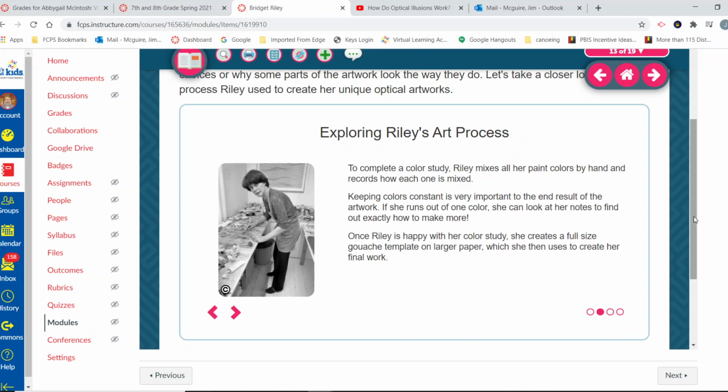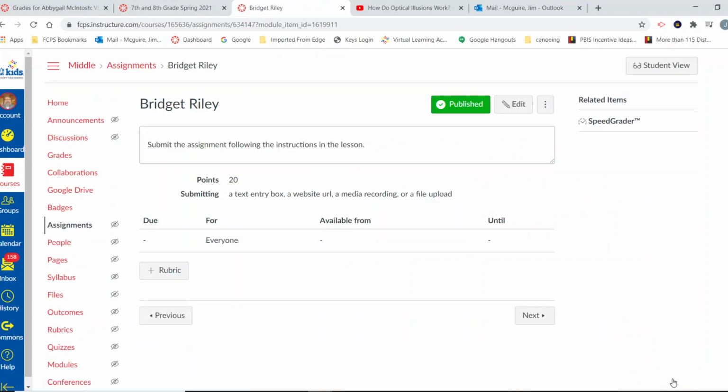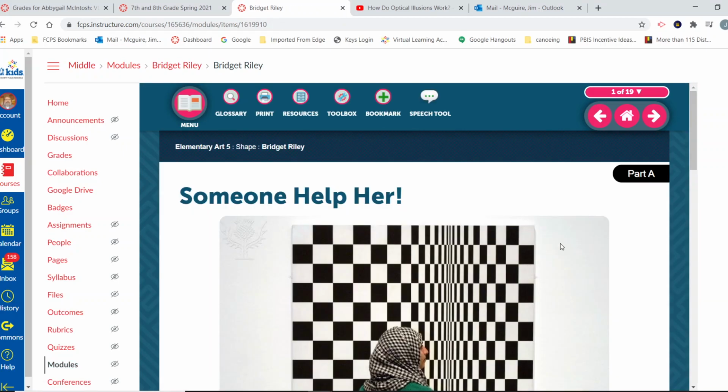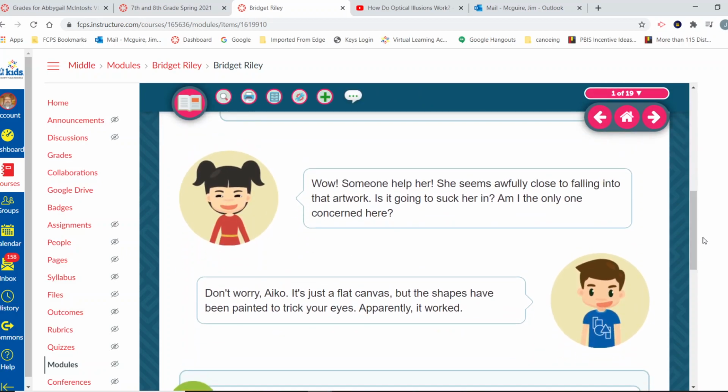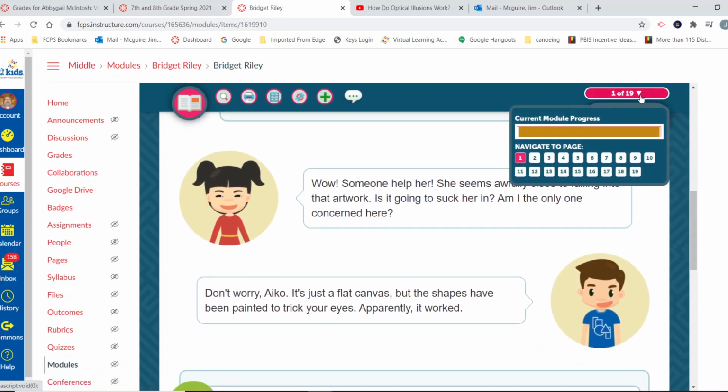Once she creates these full life-size gouache studies and they're ready to go, she uses acrylic paints and goes over those. So again, the difference between the acrylic paint and the gouache is that the gouache is, oh goodness, this is my back.